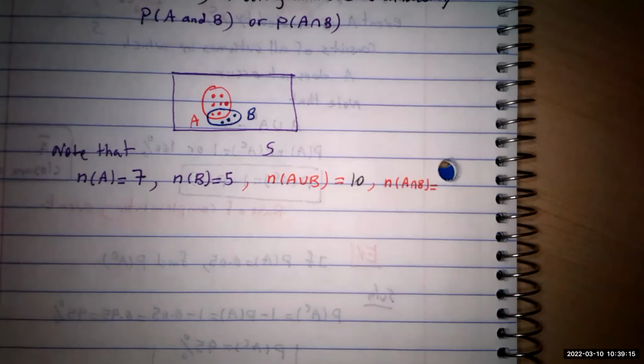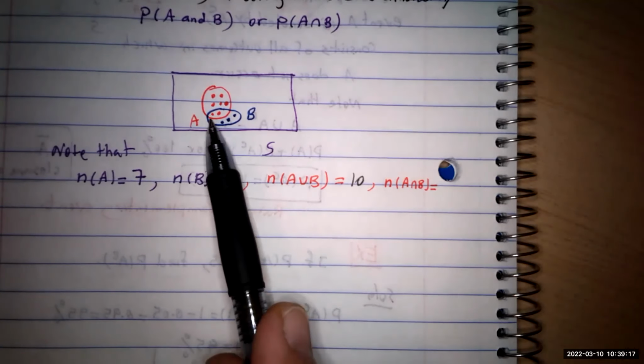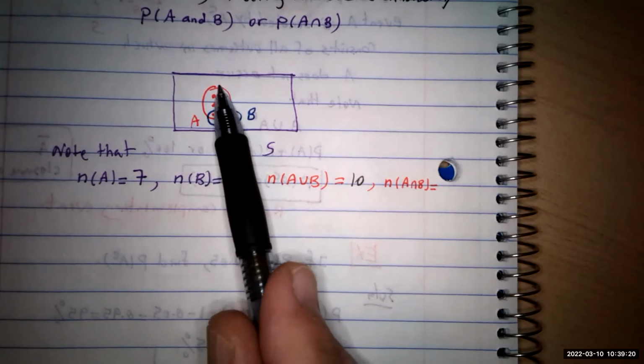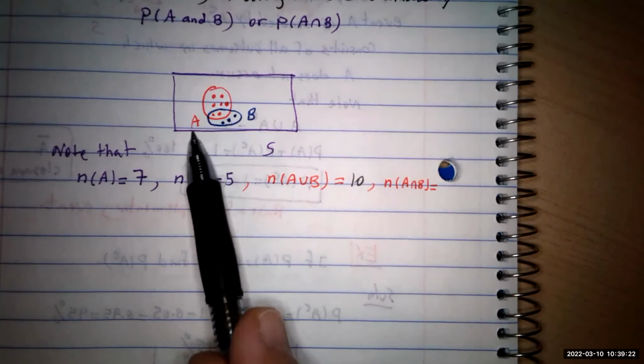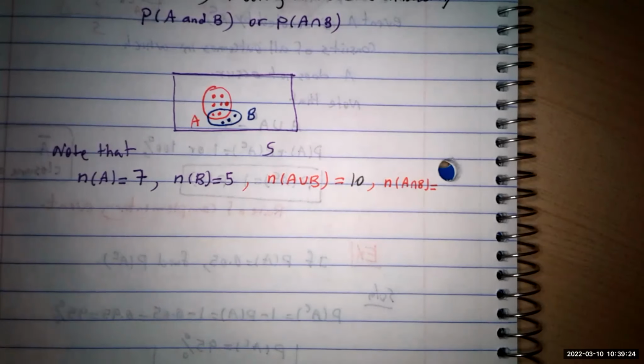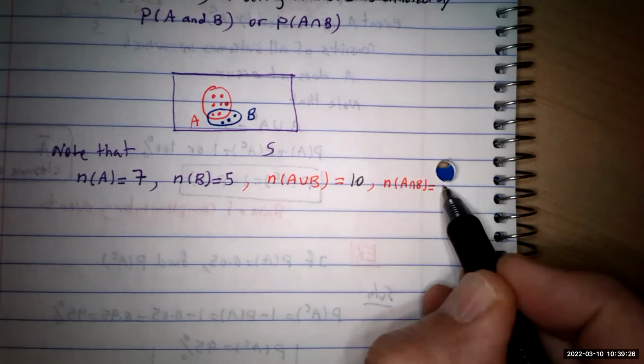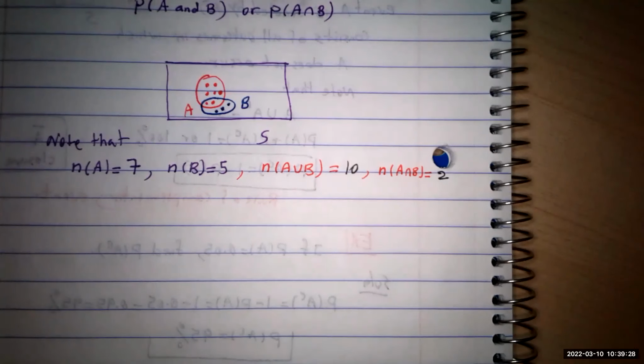Now check this one. Can you find a formula now? Or can you write a formula? The formula that you are going to be interested in is the one for n of A union B, because this is what you need for the probability. So this means you want to count all the members.